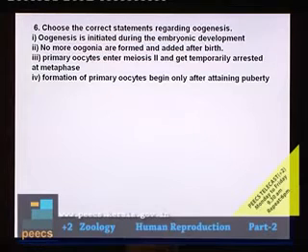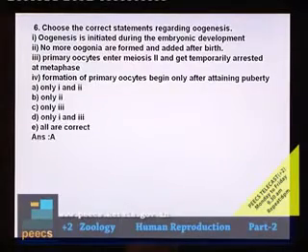Now what about the fourth one? Formation of primary oocytes begins only after attaining puberty. This is also wrong. All the primary oocytes that have to be formed will be there already before puberty. As you know, there will be around 60,000 to 80,000 primary oocytes or primary follicles left in each ovary even after follicular atresia or the degeneration of follicles. So this is a wrong statement. So the third and fourth statements are wrong. Here our answer will be option A. Statements 1 and 2 are correct. All others are wrong.